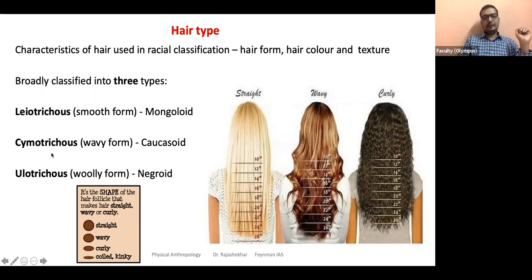So trichus is a common suffix; all of them have trichus as a common suffix. Leo means smooth. Cymo means wavy. Cymotrichus. So there are three groups: Leotrichus, Cymotrichus, and Eulotrichus. Eulotrichus refers to the woolly nature.